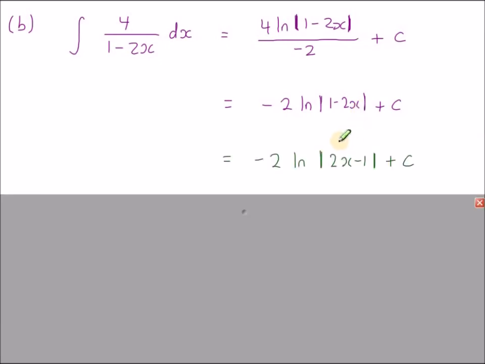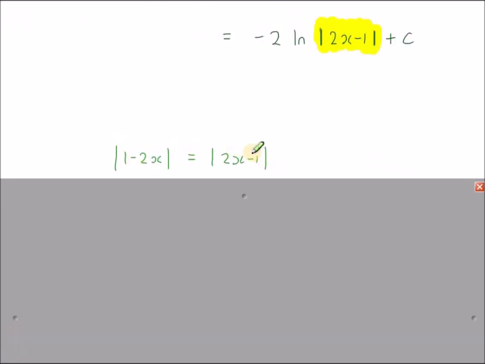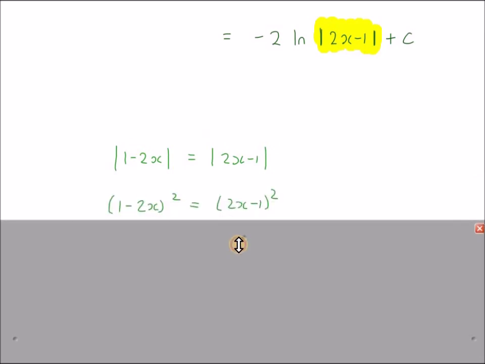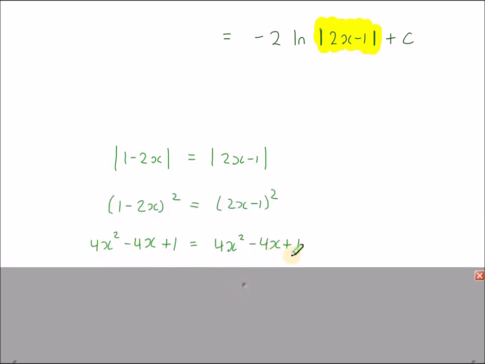And we can also write the final answer like this. That's a 2x minus 1, that was a 1 minus 2x, just to show that these are the same when you do their modulus. When you do the modulus of something, you never end up with anything negative. That's the same as if you square something, you never end up with anything negative. So let's see what happens to these two when we square them. They are exactly the same.